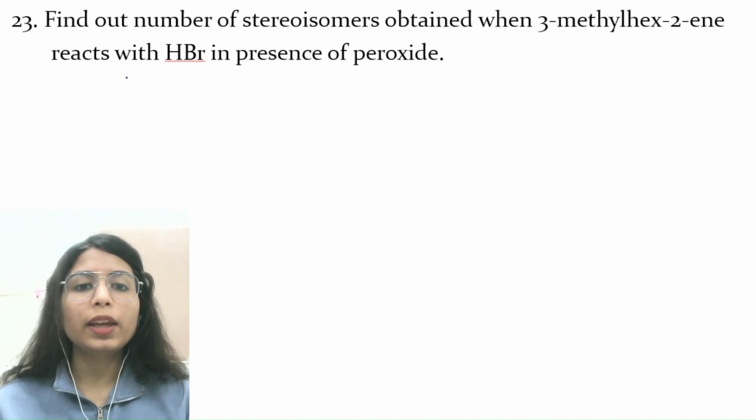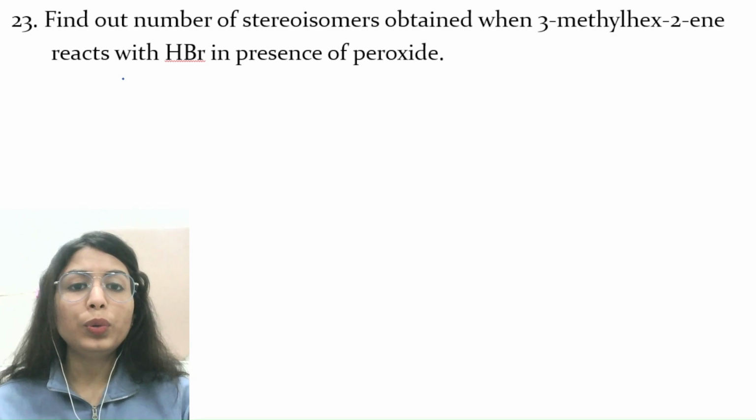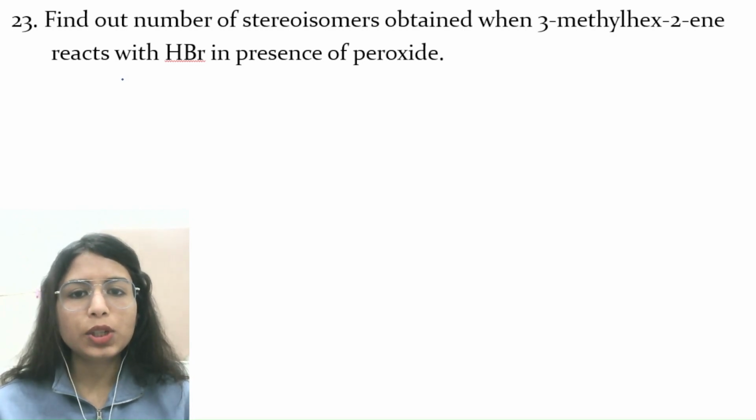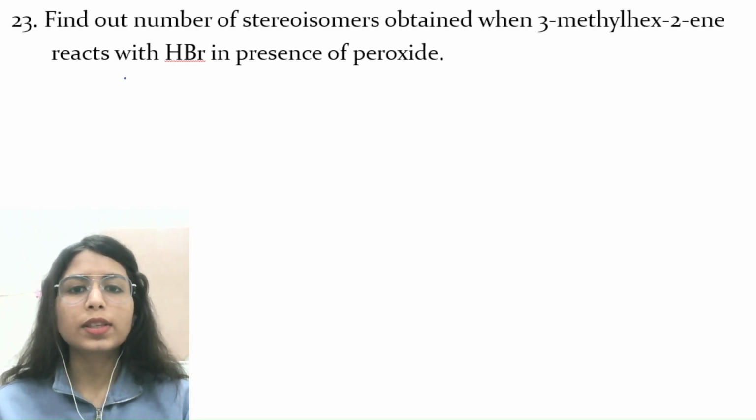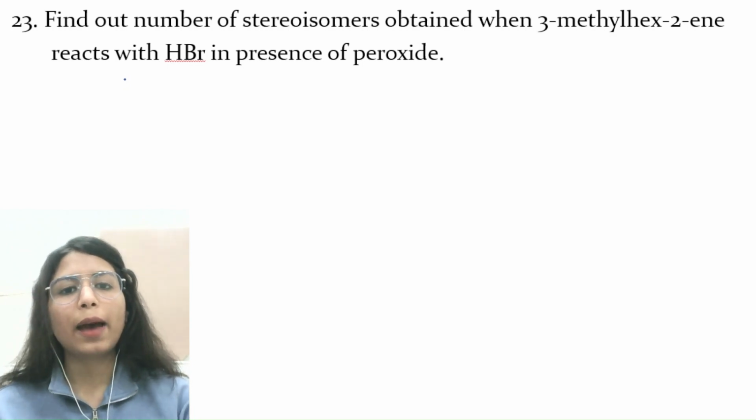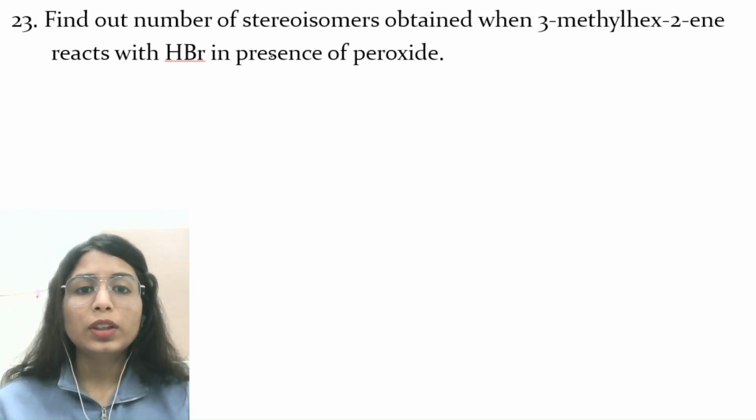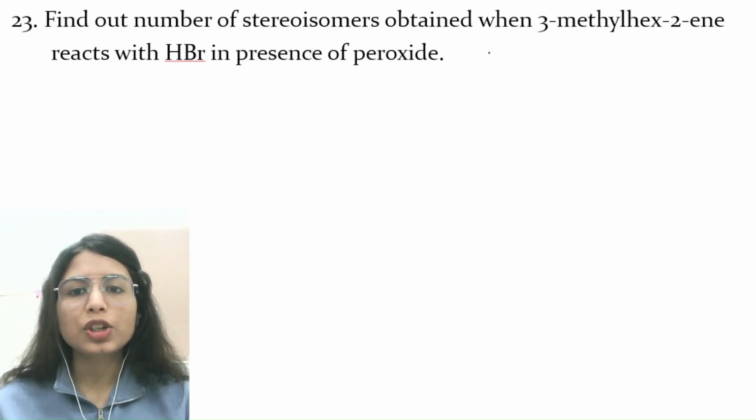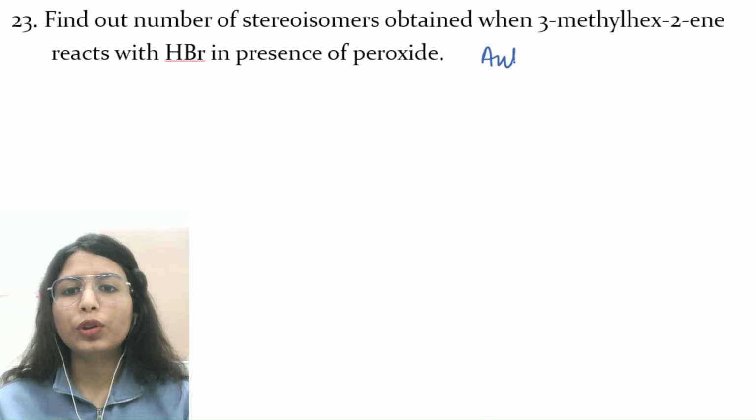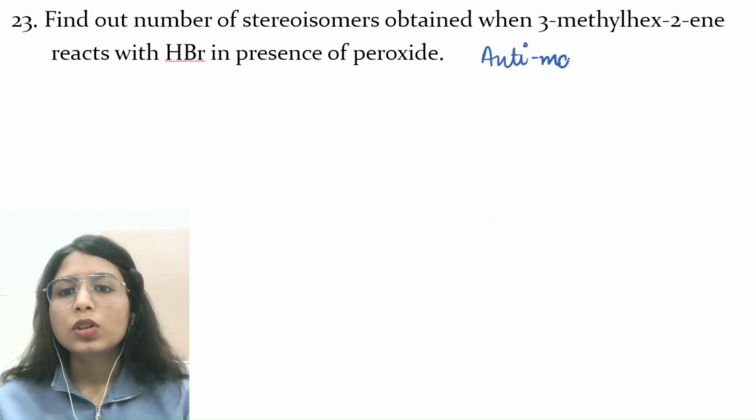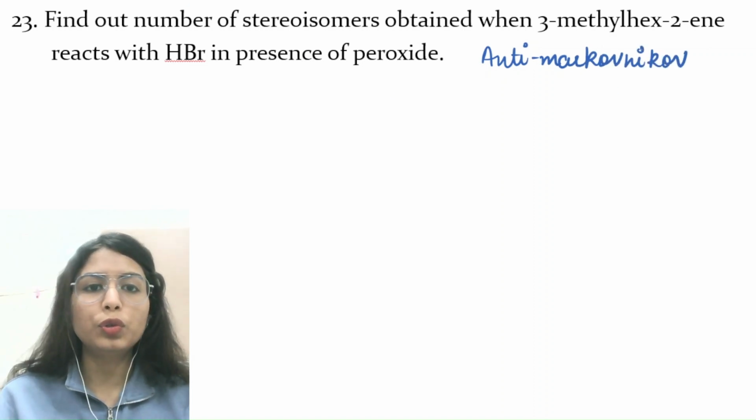Whenever you take an alkene and you have to add a halogen acid to it, two cases arise. First, in the presence of peroxide, second, in the absence of peroxide. So the Kharasch effect, or the anti-Markovnikov rule. Remember? This question is from that part only, wherein you have to use the anti-Markovnikov rule.